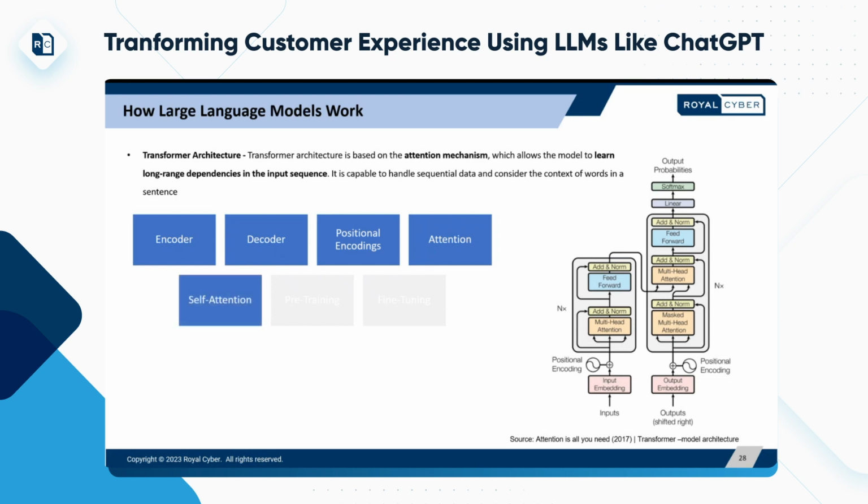Self-attention is a specific form of attention. It calculates the relevance of each word in a sentence to every other word in the same sentence. So, in other words, it helps us in understanding the full context of a sentence, which is pretty remarkable and powerful.